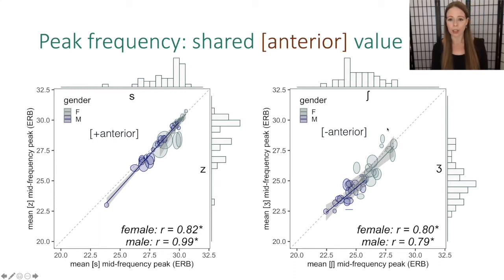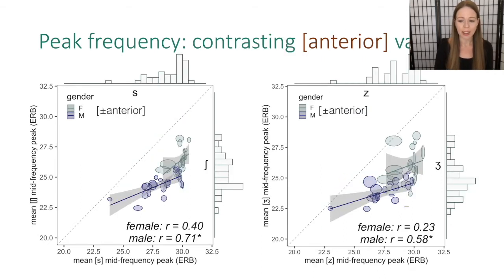Moving over to sh and zh, which likewise share an anterior value, but this time minus anterior, we have a similar picture with very strong, significant correlation, and the means are very close to the line of identity here. Now, it could just be that everything is correlated, but we are going to turn to the correlations between contrasting anterior values, and we find that some things change.